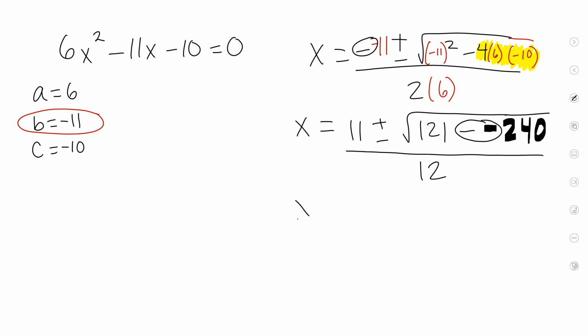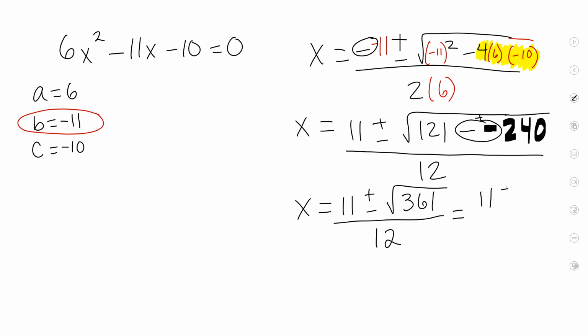So this is x equals 11 plus or minus the square root of, what is 121 plus 240? 361, all divided by 12. Now the square root of 361, I believe, is 19, but check me. Is it 19? Perfect. Okay. So we can continue to simplify. This is the same as 11 plus or minus 19, all divided by 12.